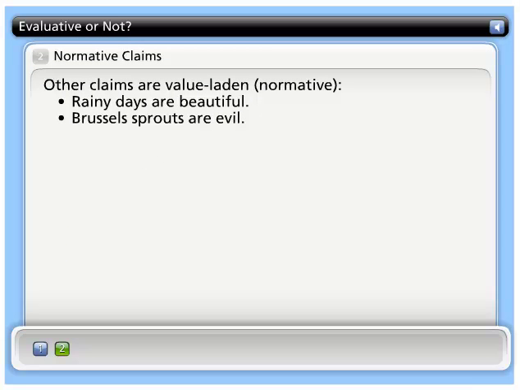Now, other claims are not value neutral like those claims. Evaluative claims are normative. If I say, rainy days are beautiful, I'm not just talking about fact. I'm evaluating rainy days. If I say, Brussels sprouts are evil, I'm not just describing Brussels sprouts, I'm making a value claim about them.